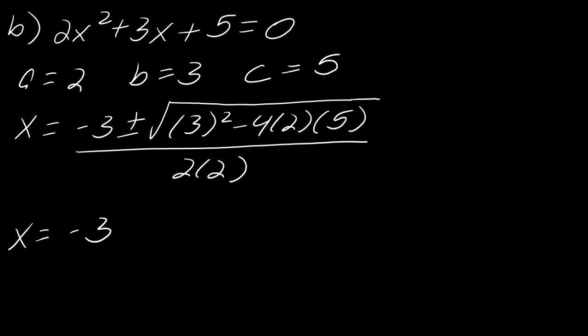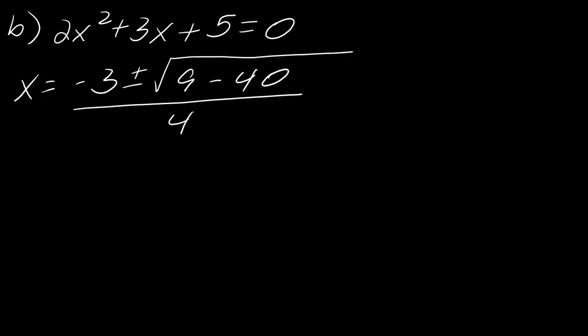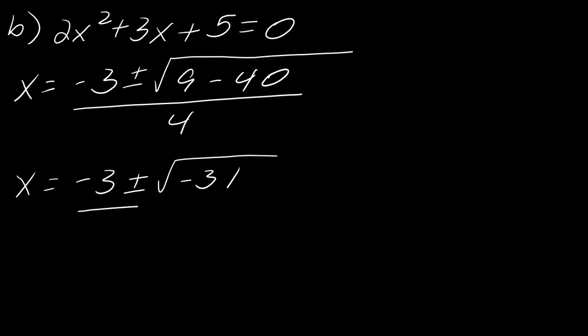And so now I'm just going to use the order of operations to work my way through this. So 3 squared is 9, and then let's see, 4 times 2 is 8, 8 times 5 is 40, and 2 times 2 is 4. Okay, so I'll make a little more space. And so let's see, this becomes -3 plus or minus the square root now of -31 over 4.